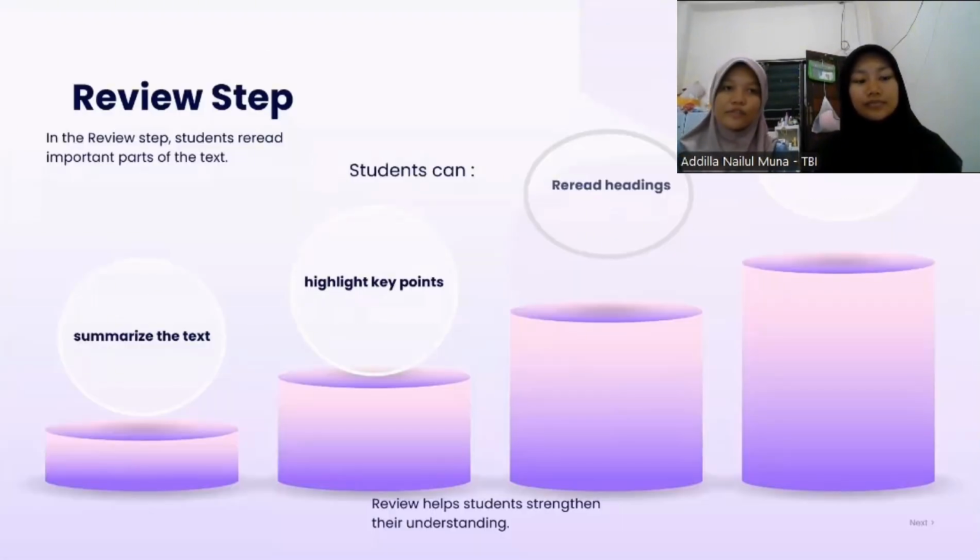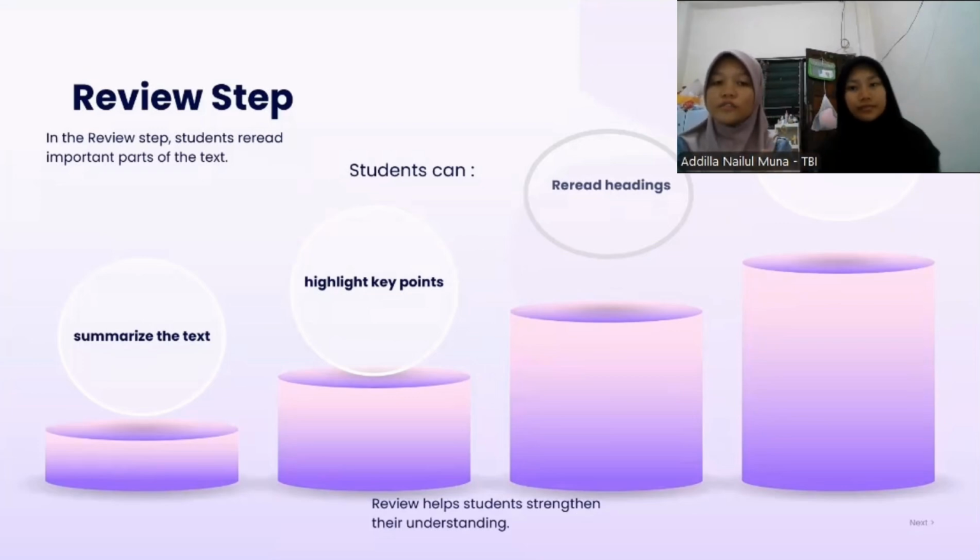Next is the review step. In this step, students reread important parts of the text, review notes, highlight key points, and then summarize the information. Reviewing helps students strengthen their understanding and remember important ideas for a longer time.